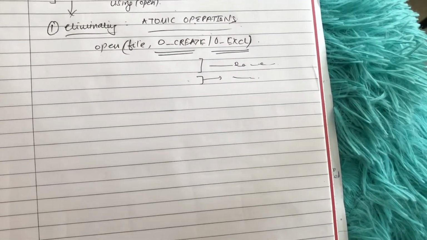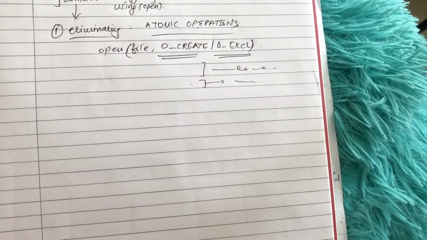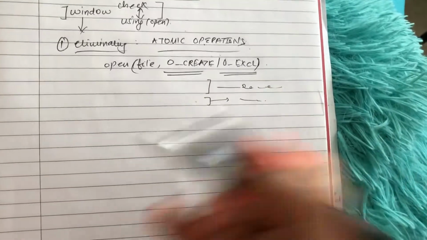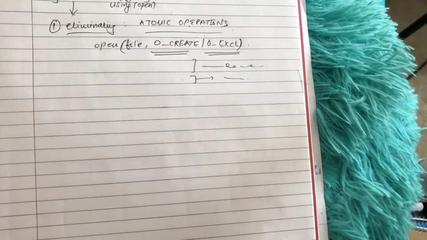So what it does is basically eliminate the window, and then the open file will not exist, and then you cannot really follow the symbolic links. That's what we discussed.